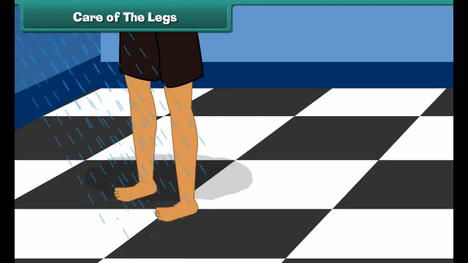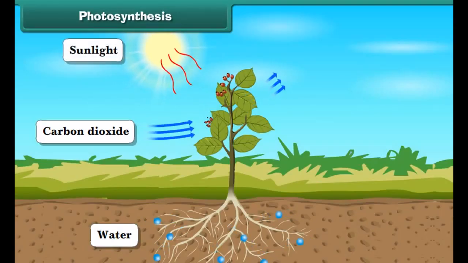In the presence of sunlight. Oxygen is released during photosynthesis.